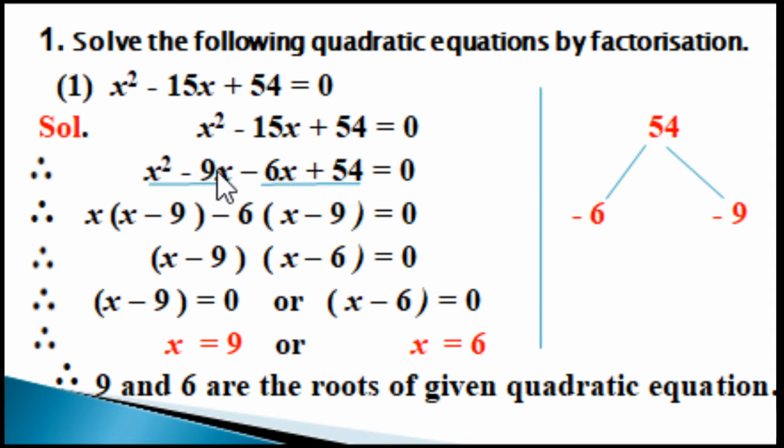So x square minus 9x, common is x, and x minus 9 remains in a bracket. Then here common is minus 6, and x minus 9 remains in another bracket. So x minus 9 in one bracket, x minus 6 in another bracket. So x minus 9 is equal to 0 or x minus 6 is equal to 0. So x is equal to 9 or x is equal to 6. The negative becomes positive. Therefore 9 and 6 are the roots of the given quadratic equation, x square minus 15x plus 54 is equal to 0.